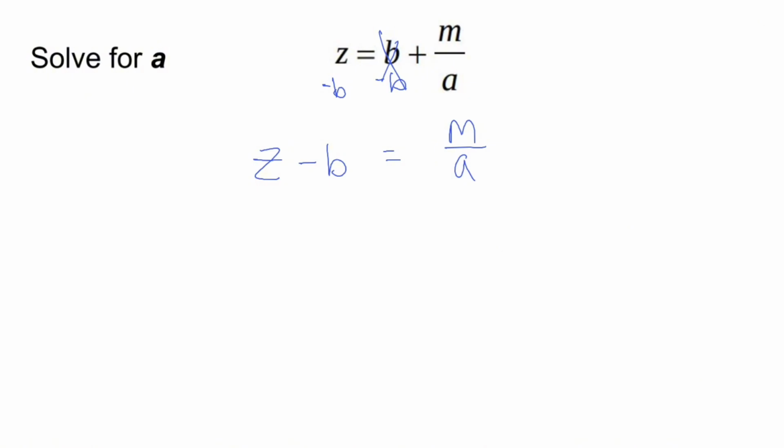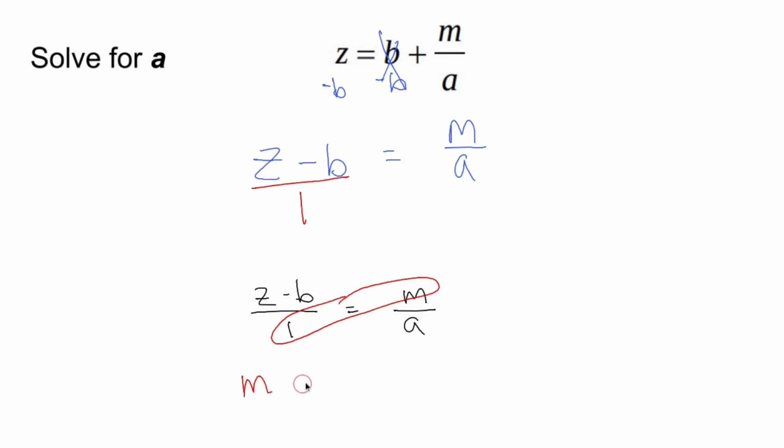Okay, now I'm going to approach this differently. I'm going to put this over 1. My job is to get A all by itself. If I put this over 1 and rewrite it so that it looks a little bit prettier, like so, I now have a proportion. And with a proportion, what you do is you cross multiply, so 1 times M is 1M, or just M, and that's going to equal A times Z minus B.